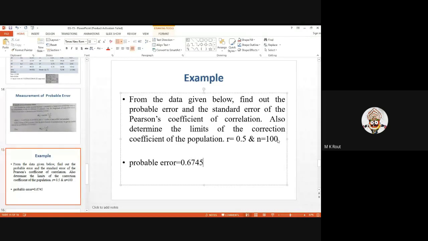0.6745 times 1 minus 0.5 whole square. 0.5 whole square is 0.25, so 1 minus 0.25 gives 0.75. And 0.75 divided by square root of 100, which is 10. In this way you get the value 0.075. Is it clear?